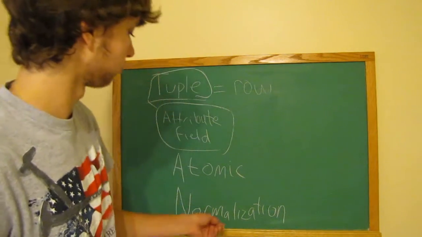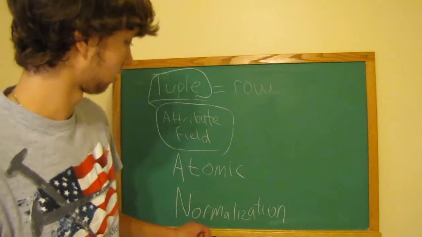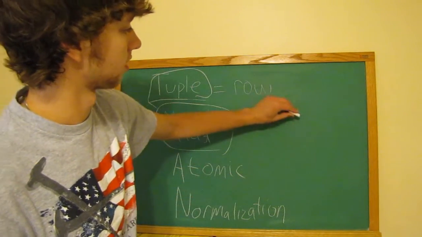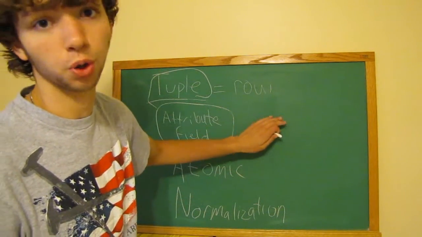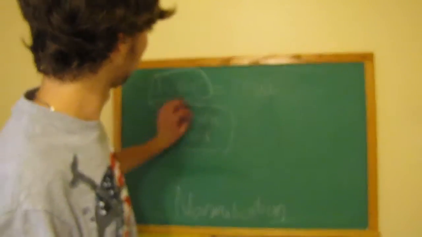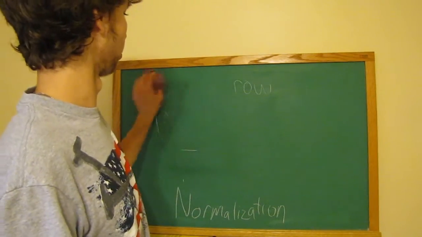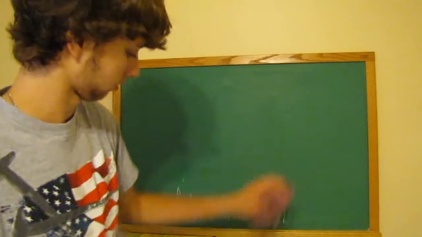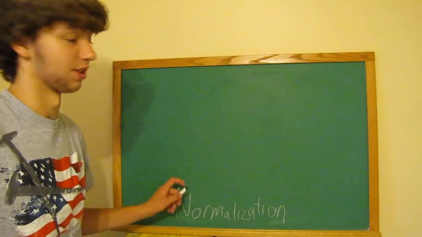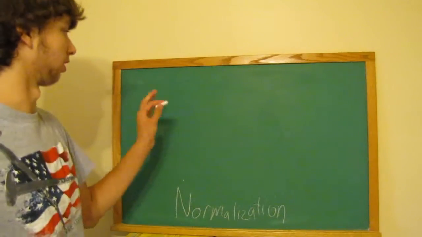Now there's multiple forms of normalization. Right, so there's actually 6 forms. Basically they're called normal forms. So let's make some more room. Oh great, dropped my chalk. Right. Normalization. That's what this is about. I know it should be up here, but whatever.